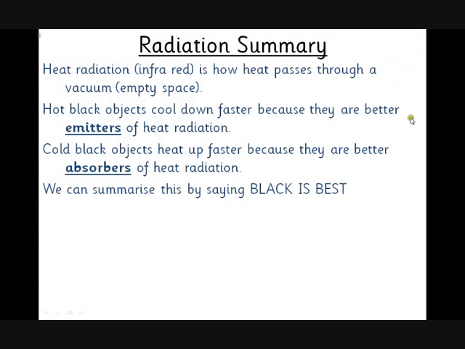Based on our two practicals, we said that hot black objects cool down faster because they are better emitters of heat radiation, and cold black objects heat up faster because they are better absorbers of heat radiation. So black is the best emitter and black is the best absorber as well. Be careful, other colours do emit and absorb, but black just happens to be the best. And also anything that's shiny, shiny things don't absorb or emit very well, whereas dark matte objects, and what we mean by matte is something that's not shiny, they emit and absorb very, very well.